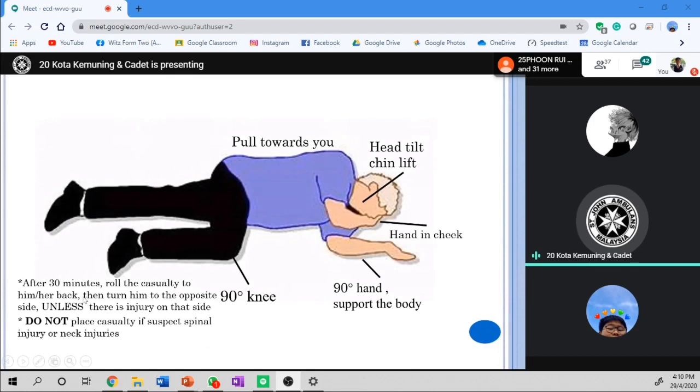And this is something to note. After 30 minutes, roll the casualty onto their back, and then roll them to the other side, unless there are injuries here. If you assume there are injuries here, then you don't do this. But if there are no injuries, after every 30 minutes you turn the casualty flat on the surface, and then turn to the other side with the same procedure. Do not place the casualty in this position if you suspect a neck injury or spinal injury.